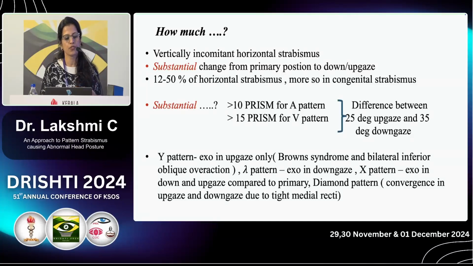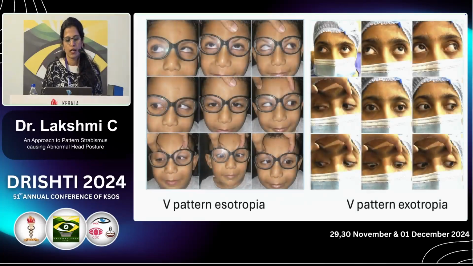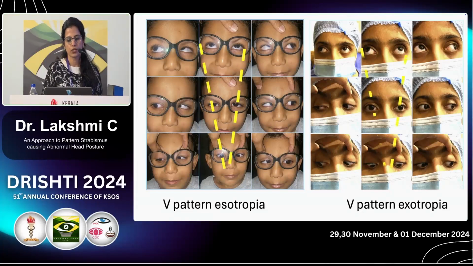It's seen in 12 to 50% cases of horizontal strabismus. We do see occasionally Y pattern and lambda pattern, but it's not very common, so we'll stick to A and V patterns for now. And if we see this child in the first photograph, he has a V pattern esotropia, and you can see the ESO is increasing in down gaze. The picture on the right shows a V pattern exotropia where the divergence is more in up gaze.